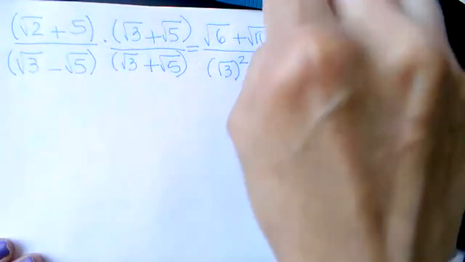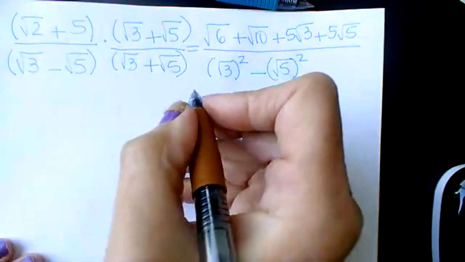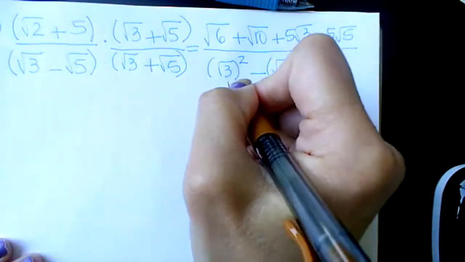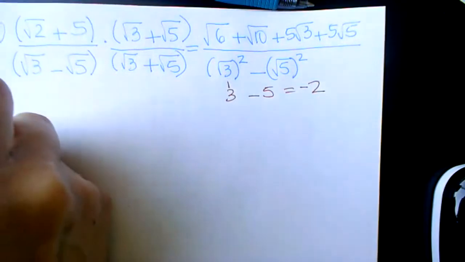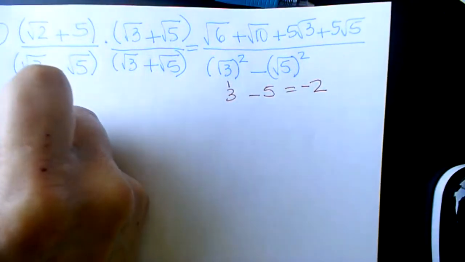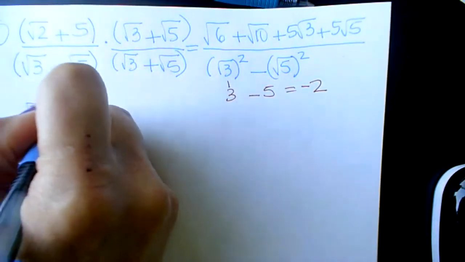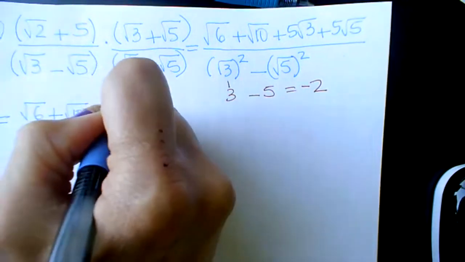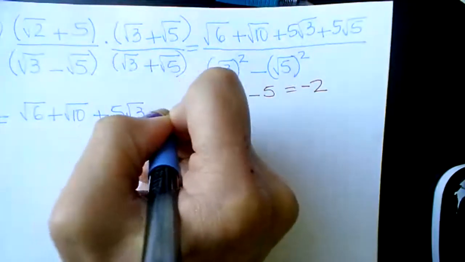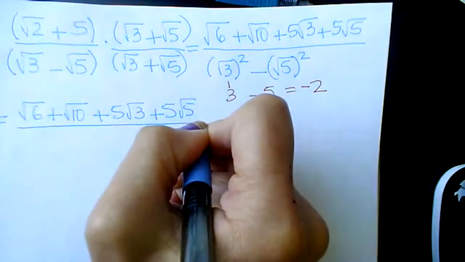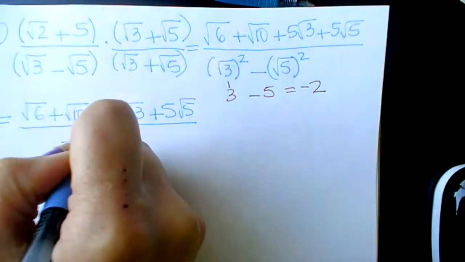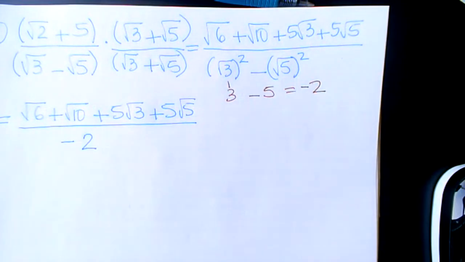The only part that we could do is this one. That we know this is what? This is 3 and this is 5. So it's going to be -2. So our answer is going to be square root of 6 plus square root of 10 plus 5 square root of 3 plus 5 square root of 5 divided by minus 2. All right, that's going to be our answer.